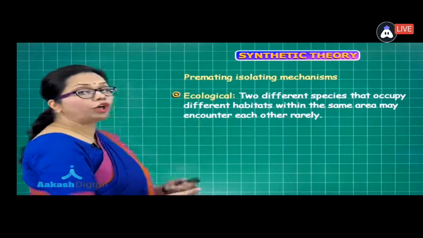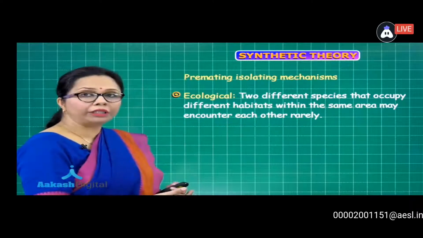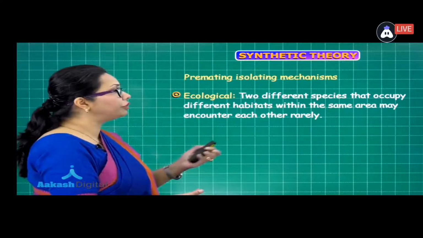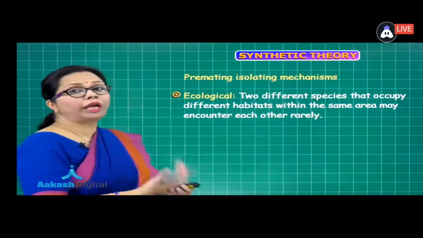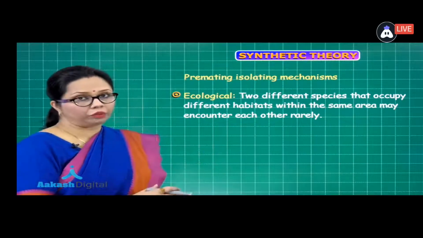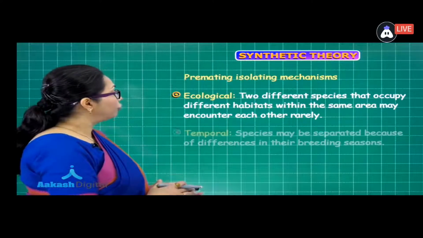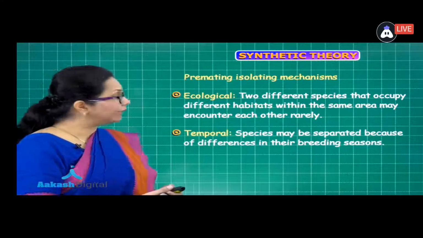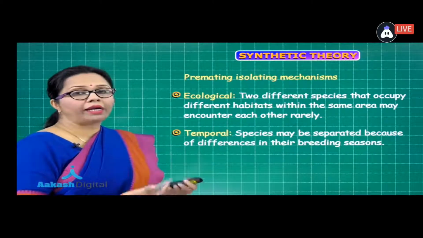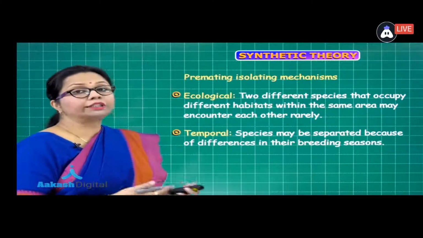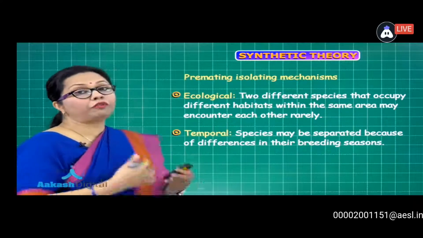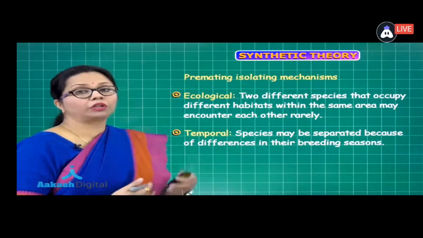In this, one is ecological, or it can be called habitat isolation. Two species that occupy different habitats within the same area won't encounter each other, and as a result there is no mating between them. Another one would be temporal, which can also be called seasonal. We know that different animals in the wild have different breeding seasons. The same goes with plants also, with different flowering seasons. So at one time when one species is reproductively mature, the other is not.